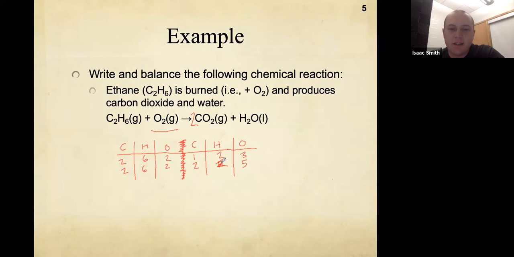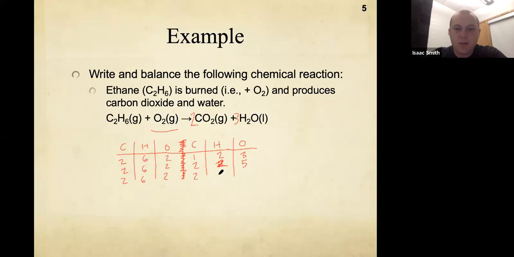Right now, I need to get 6 hydrogens on the right side, so I need to put a 3 in front of this water. But you can see that also messes with the oxygens. So if you have any pure elements, oxygen or anything by itself, save those for last. Okay, so if I put a 3 over here, again, the left side doesn't change.